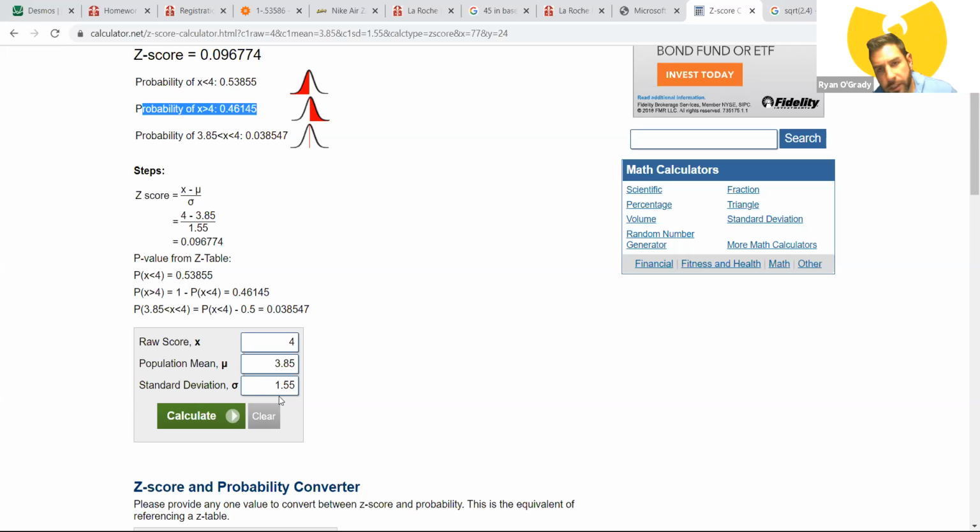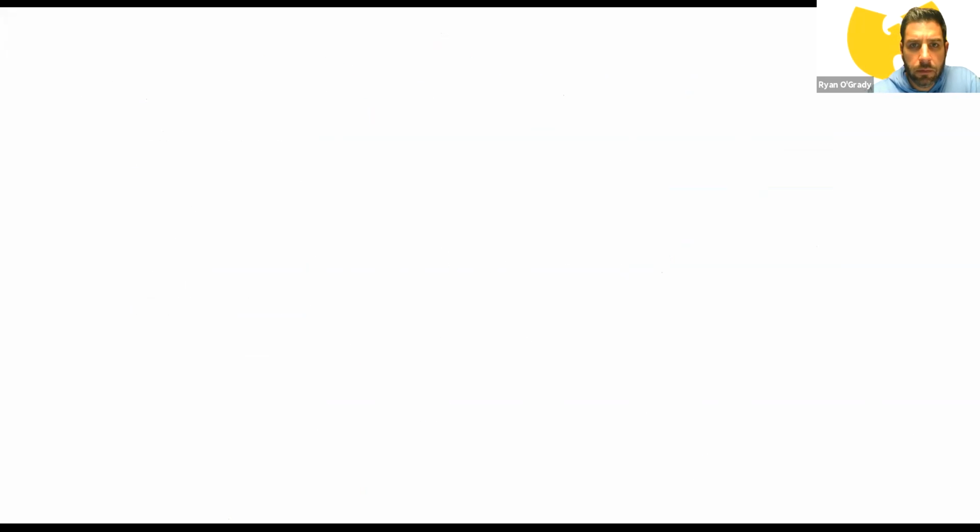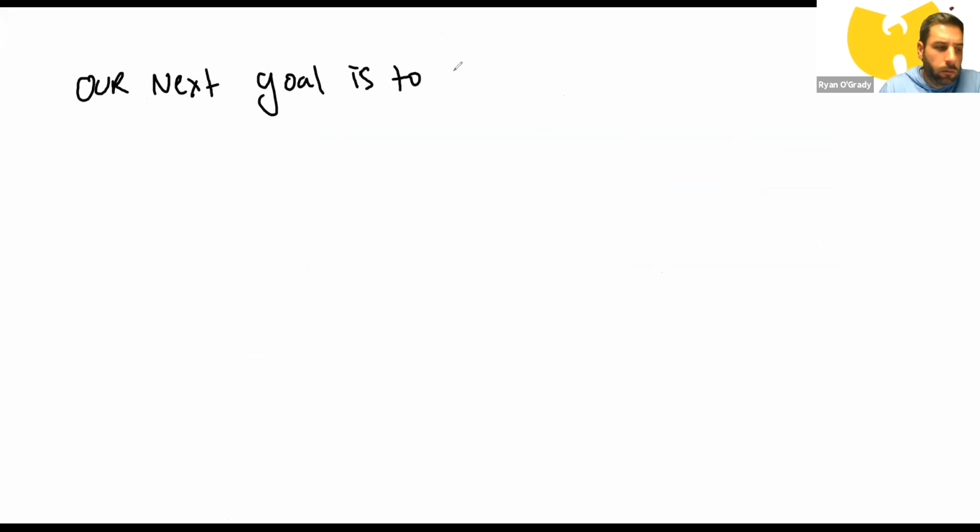And then, of course, what connection does that have, if any, to the normal distribution? And so that's where we're headed now. So let's set the stage for where we're going next. Our next goal is to discuss what's called the central limit theorem.